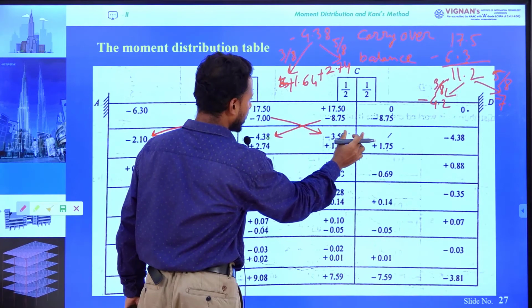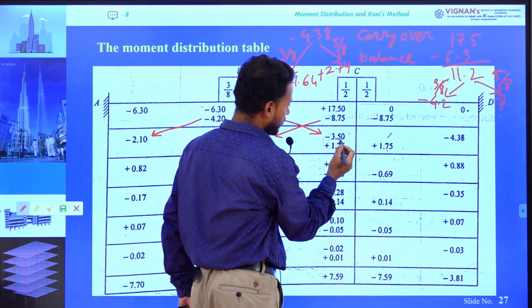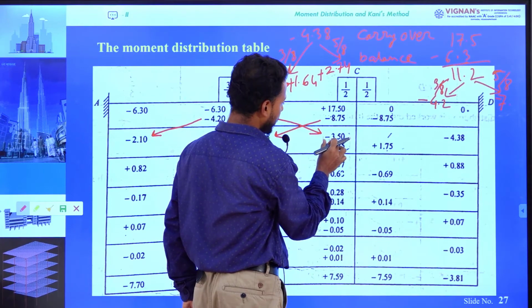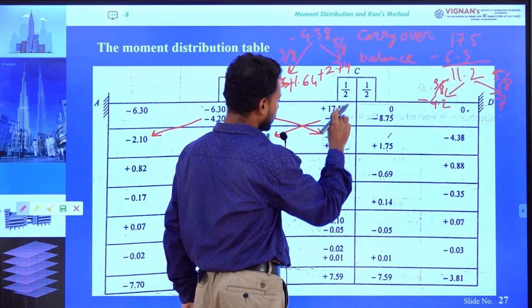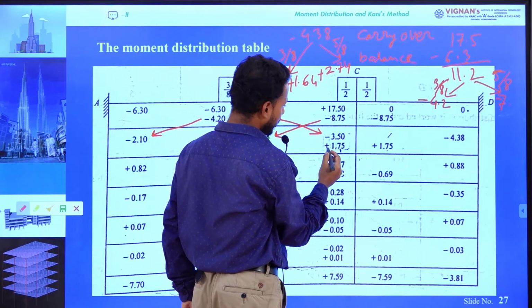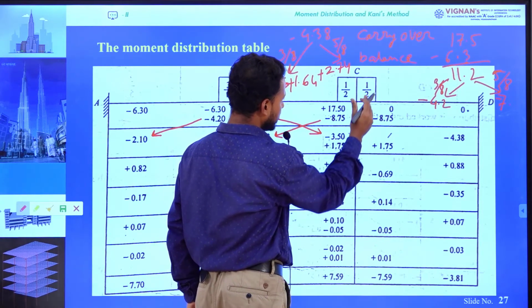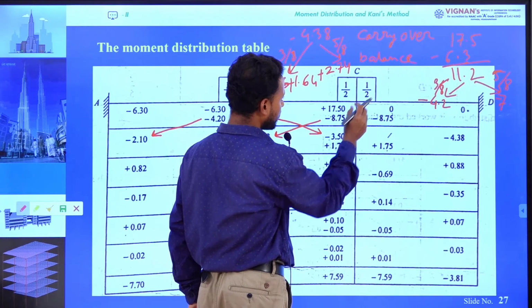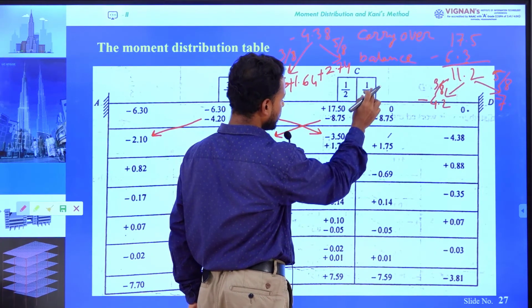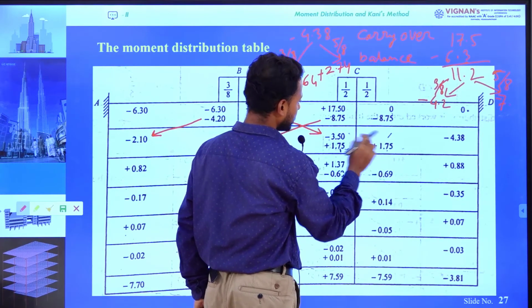Also here, this is minus 3.5 and this is 0. If you add these two moments, you will get minus 3.5, multiply by half, you will get 1.75. As this is minus, the balance moment will be opposite, that is plus. Here also, multiplying minus 3.5 with half, you will get plus 1.75.